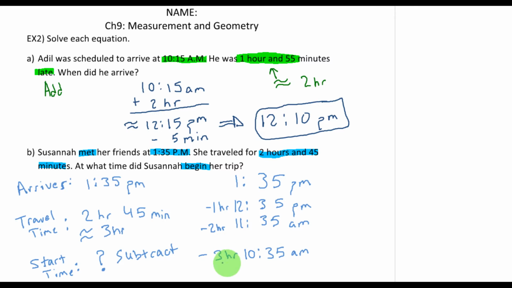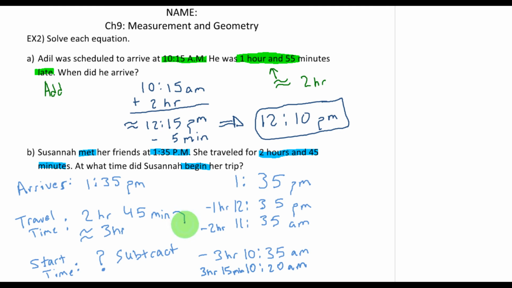Well, we know that she did not travel for 3 hours. She traveled for 2 hours 45 minutes. We've got to get rid of that additional 15 minutes of travel time. So I bet some people are thinking, let's subtract 15 minutes from 10:35 a.m., which would take us to 10:20 a.m. That's an earlier time. And that would make the travel time more than 3 hours. It would make it 3 hours and 15 minutes. Well, that's taking us in the wrong direction.